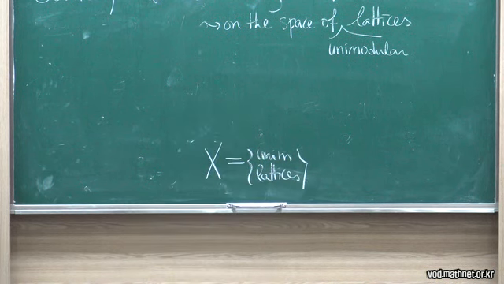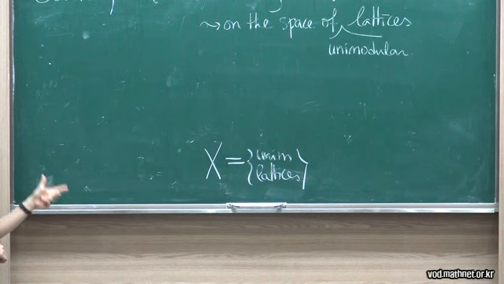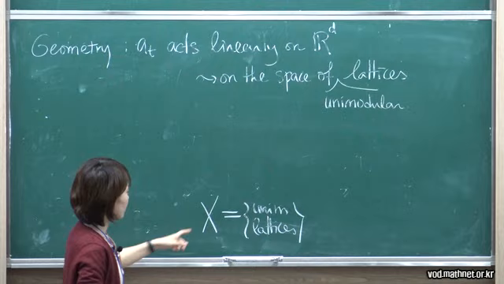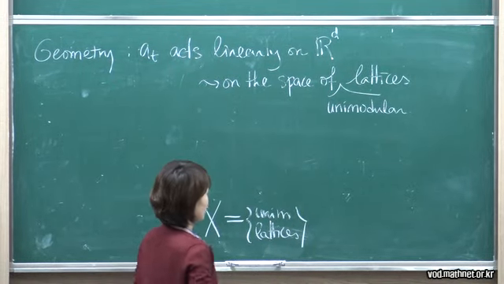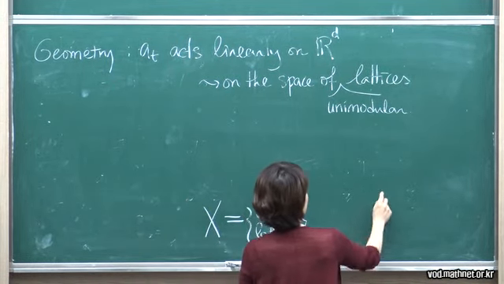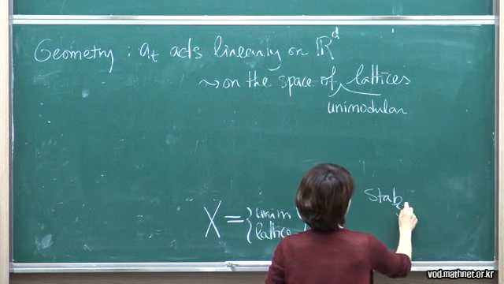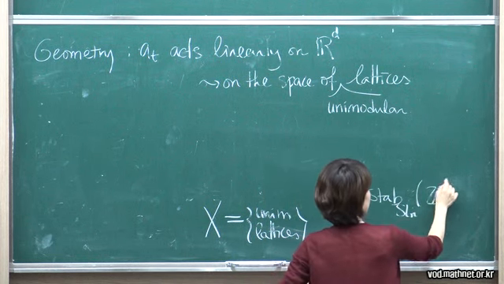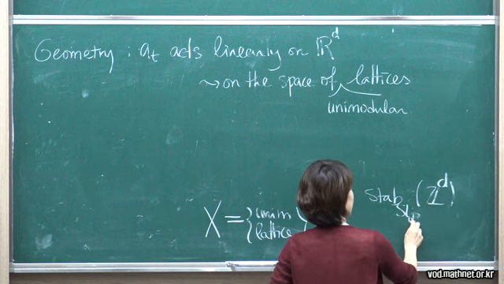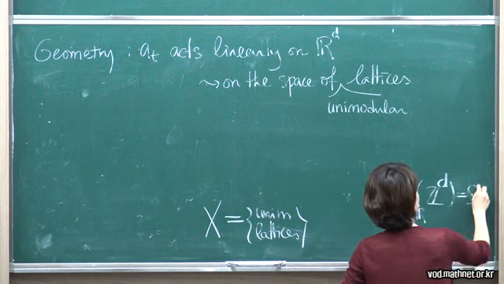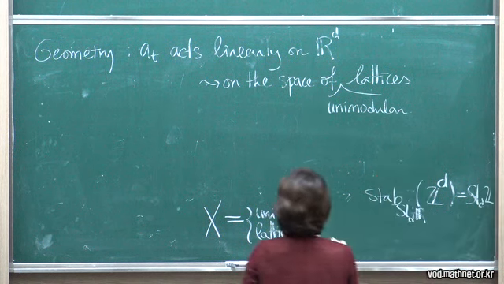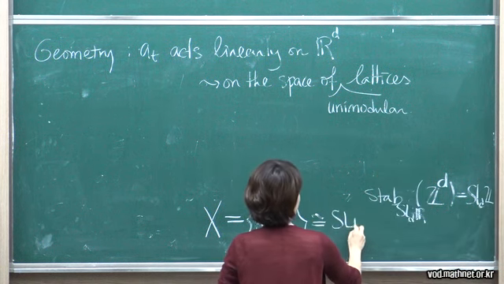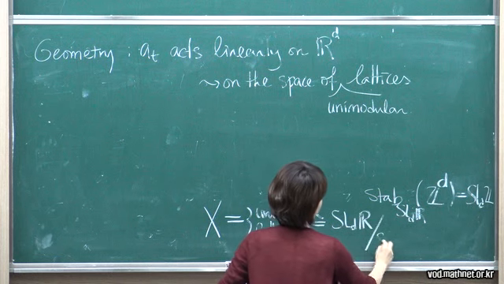Then you can easily see that if you have these linearly independent vectors, if you have bases, it's easy to see that by an element of SL_d(R), you can move from one to the other. So SL_d(R) acts transitively on X. And if you look at the stabilizer of the standard lattice Z^d in SL_d(R), it's SL_d(Z). So our space can be identified with SL_d(R) mod SL_d(Z).